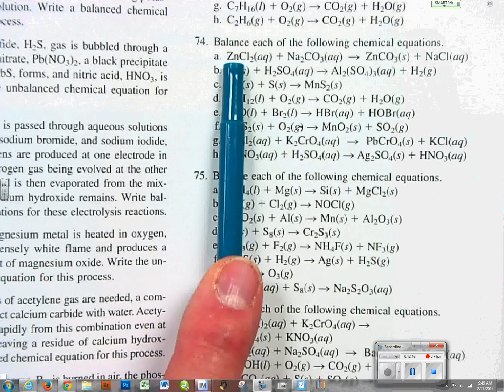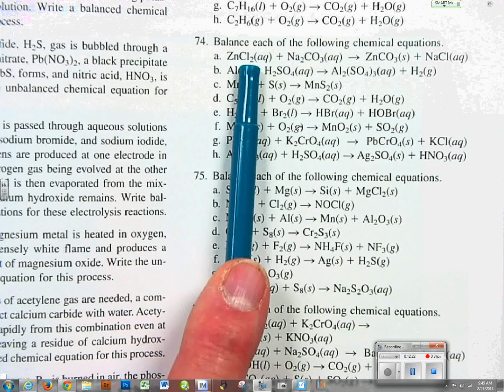How about if we had a mole of zinc chloride? Then how many chlorides would we have? Yes, 2 moles. And how many moles of the zinc would we have?